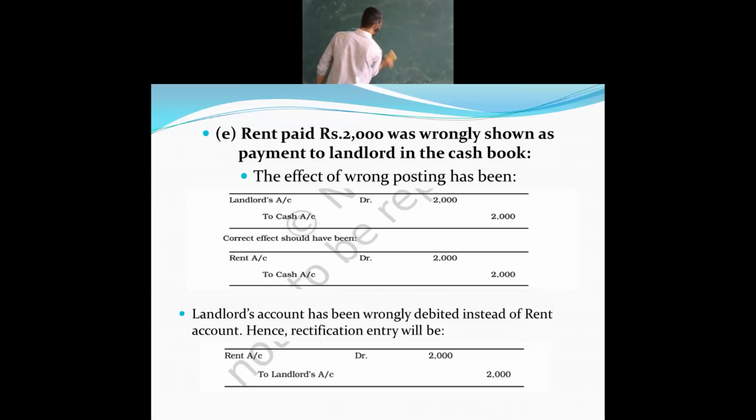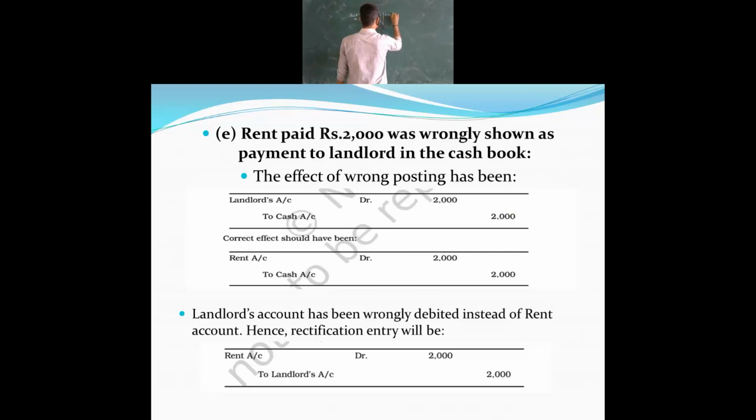Then we shall end up with today's session. Rent paid rupees 2000. Rent paid rupees 2000 was wrongly shown as payment to landlord in the cash book. Now rent has to be paid, but it is wrongly shown in the landlord's account. See, landlord's account means what? As you are making a wrong entry here, the rent paid entry will be rent account debit to cash account. The correct entry will be rent account debit to cash account.